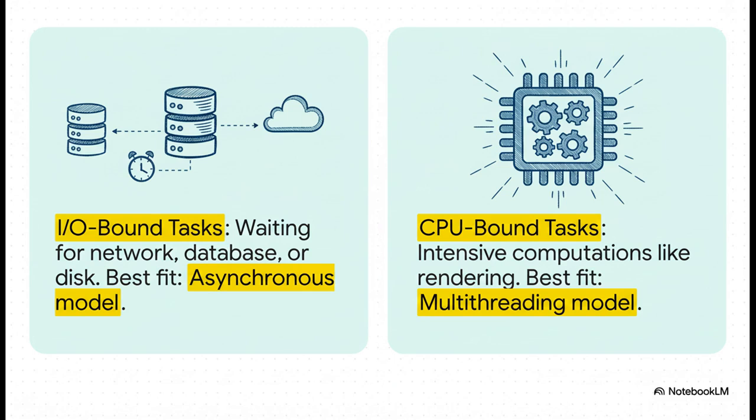That's any task where your program is just sitting around waiting for a database query to return or a file to be read. Instead of letting the CPU just twiddle its thumbs, async lets you use that idle time to get other work done. For raw number crunching, though, multithreading is still your best bet.